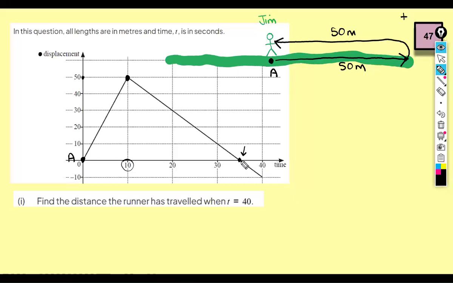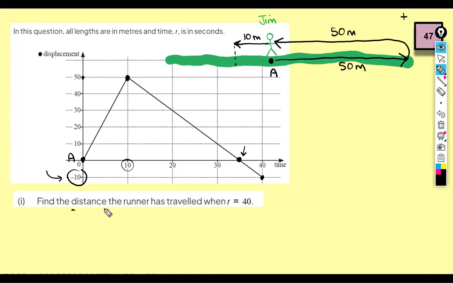But then he decides to walk some more. And at the 40th second, his displacement is minus 10, which means he has walked behind his original position. So at the end of the question, I know they didn't ask this question. At the end of the 40 seconds, his displacement is minus 10 because he ends up 10 meters behind where he started. But the question didn't ask that.